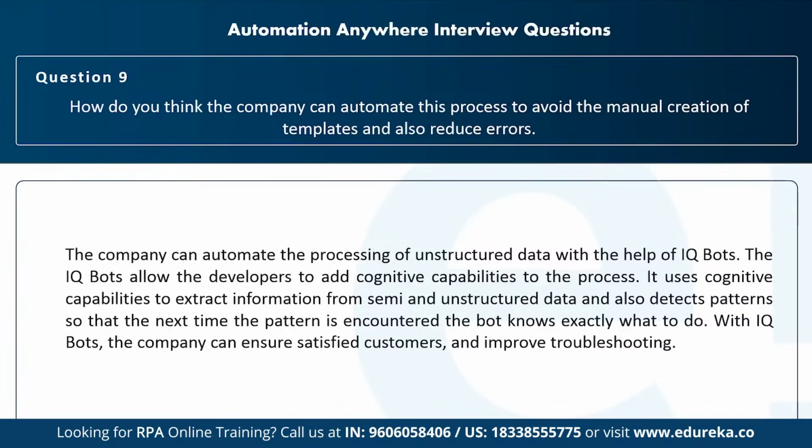Now, how do you think the company can automate this process to avoid the manual creation of templates and also reduce errors? Well, the solution to this question is that the company can automate the processing of unstructured data with the help of IQ Bots. The IQ Bots allow developers to add cognitive capabilities to the process, and then it uses the cognitive capabilities to extract information from semi-structured and unstructured data, and also detects patterns so that the next time the pattern is encountered, the bot knows what exactly has to be done. So with the help of IQ Bots, the company can ensure that it satisfies its customers, improves troubleshooting, and reduces the manual creation of templates. So that's how a company can automate this process to avoid the manual creation of templates and reduce errors.